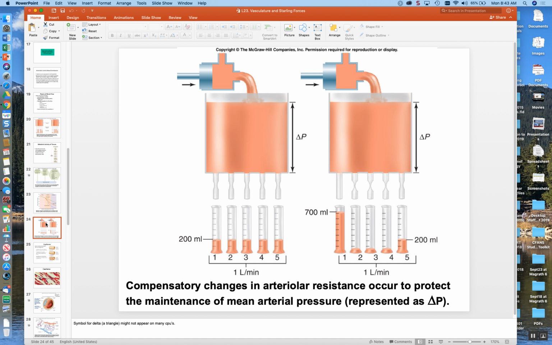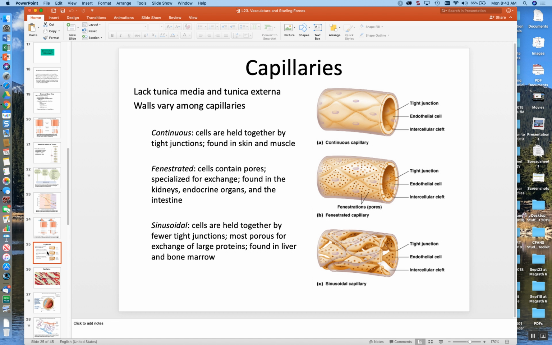Okay, and again, compensatory changes in arterial resistance occur to protect mean arterial pressure, as we just talked about. Okay, so jumping to the capillaries, we have already gone through this slide. I do want you to know the differences between continuous, fenestrated, and sinusoidal. In a nutshell, continuous capillaries have very tight junctions and they don't allow for a lot of leak. But on the opposite extreme, sinusoidal cells are held together by very few tight junctions and they're very porous.